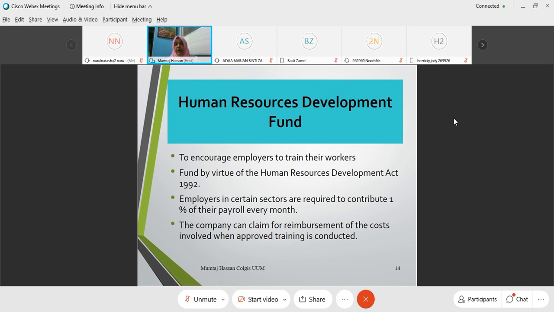That means 1% of the payroll. The company has to contribute to the fund, and when the company has conducted the training, they can claim the cost for training. So it's good. It's a fund where the employer only contributes 1%, and when they conduct the training, they can claim for the cost. It's not 1%, but the cost they already incurred for the training. Okay, so I think that's all for the notes on enforcement bodies under the Employment and Industrial Relations Act.